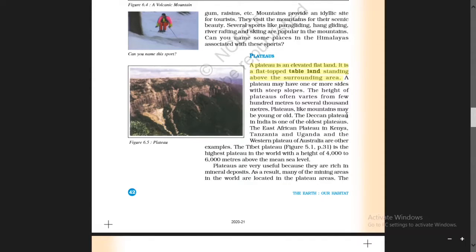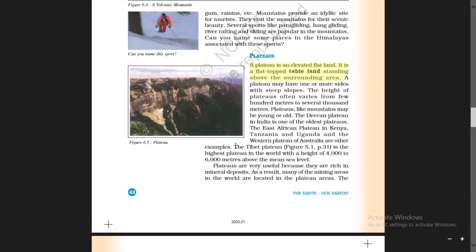The Deccan Plateau in India is one of the oldest plateaus. The word Deccan means south. The southern plateau in India is one of the oldest plateaus. The East African Plateau in Kenya, Tanzania, and Uganda, and the Western Plateau of Australia are other examples. So these are other examples of this type of plateau.